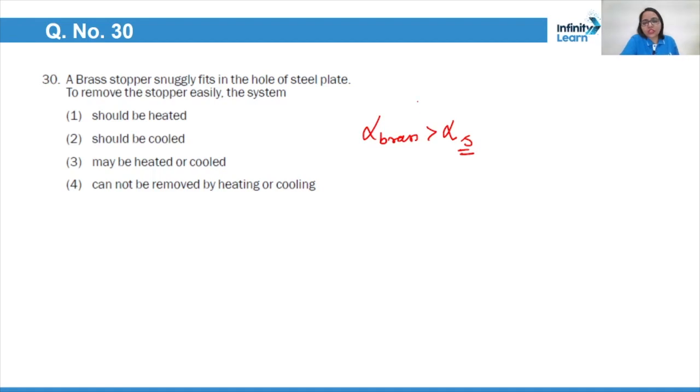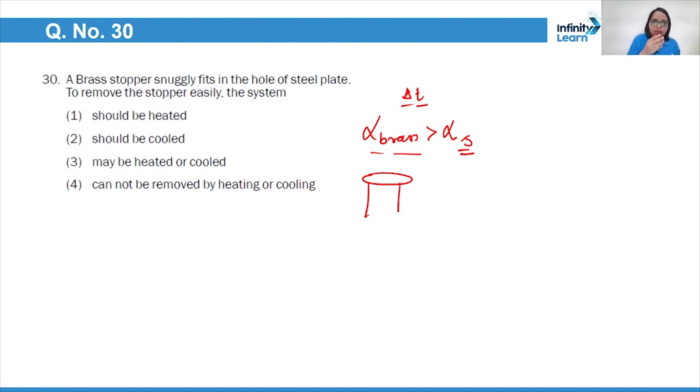So if you are changing the temperature of these two substances by delta T, let's say you are increasing the temperature by delta T, expansion in the brass will be more than expansion in the steel. So it will not help you. Brass will expand more, so it will now be tighter than before, right? Expansion in the brass stopper will be more as compared to the steel, so it will fit more tightly than the previous one, right?